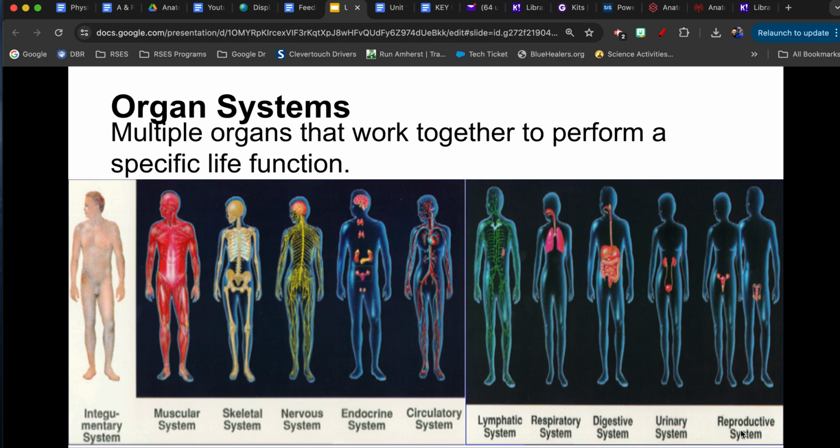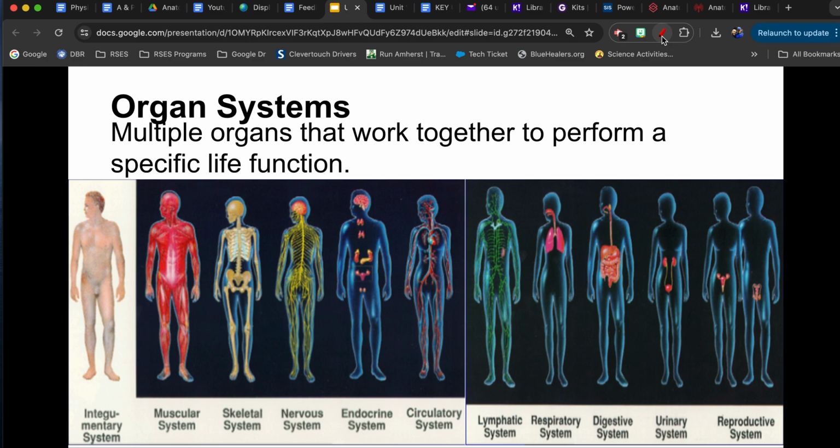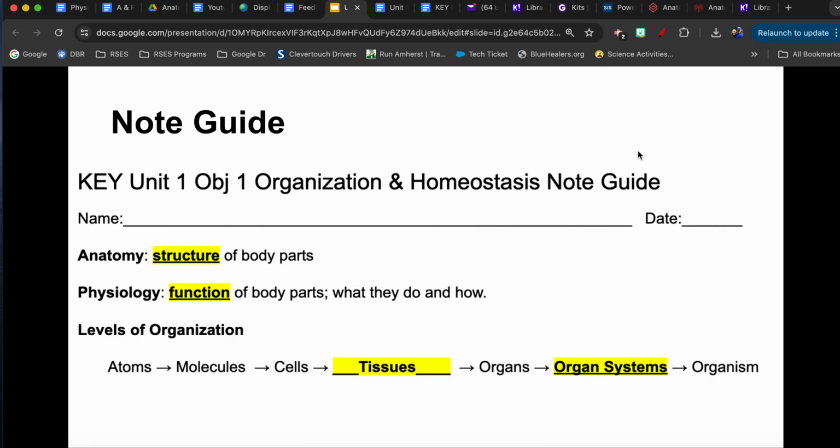You can pause it here if you want to look through those, but the way this picture works is you can see the different organs working together to form these organ systems. So I'll just pick one at random here. The respiratory system. What organs are involved there? Well, we could see the trachea, we could see the lungs, so multiple organs working together for that respiratory system. And then all of your organ systems working together form an organism. So anything that possesses all of the characteristics of life would be considered an organism. So go ahead and pause here while you fill in the first part of your notes.